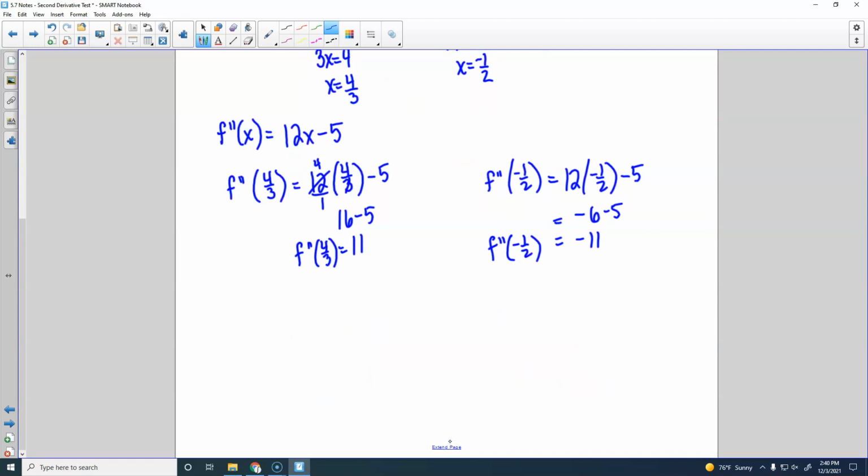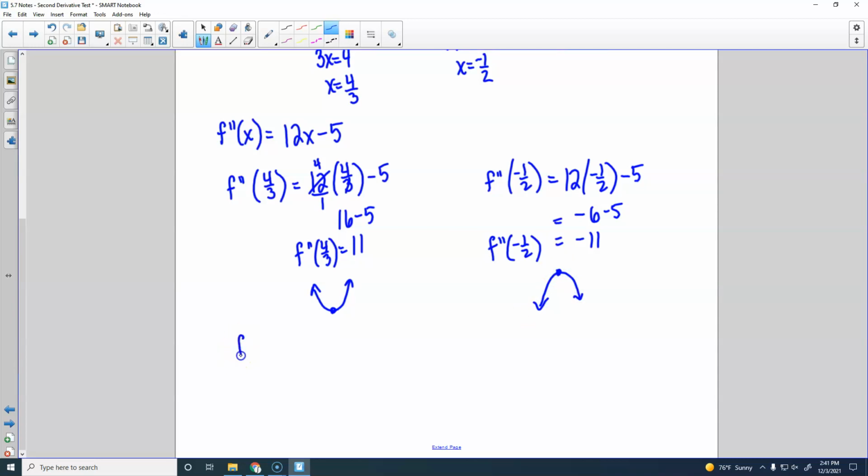So, Alfredo, if our second derivative is positive, like we have at 4/3, what's that tell us? Not that it increases. The second derivative tells us about concavity. So our function is concave up, which means we'll have a minimum. And then over here, my second derivative is negative. That tells me concave down, which means I have a maximum there.